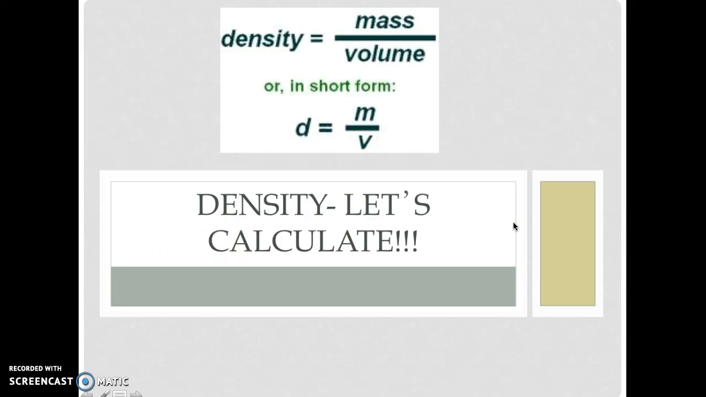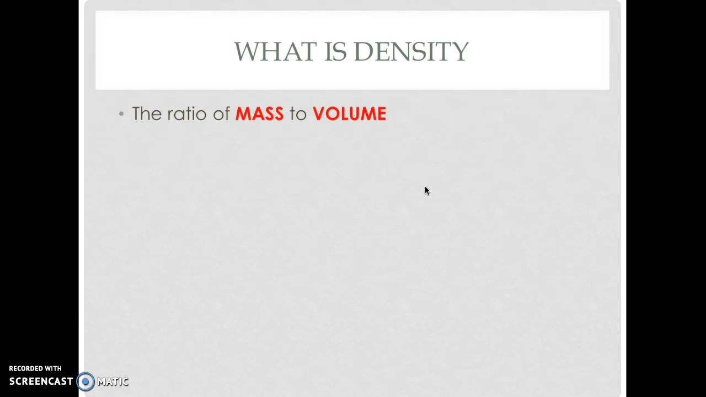Okay, all right. Next, we are going to the calculation, the mathematical part. Here is the formula for density: mass divided by volume. In short we write D for density, M for mass, and V for volume. So D equals mass divided by volume. Sometimes we forget the formula, so we have a trick, which we will learn a little later.